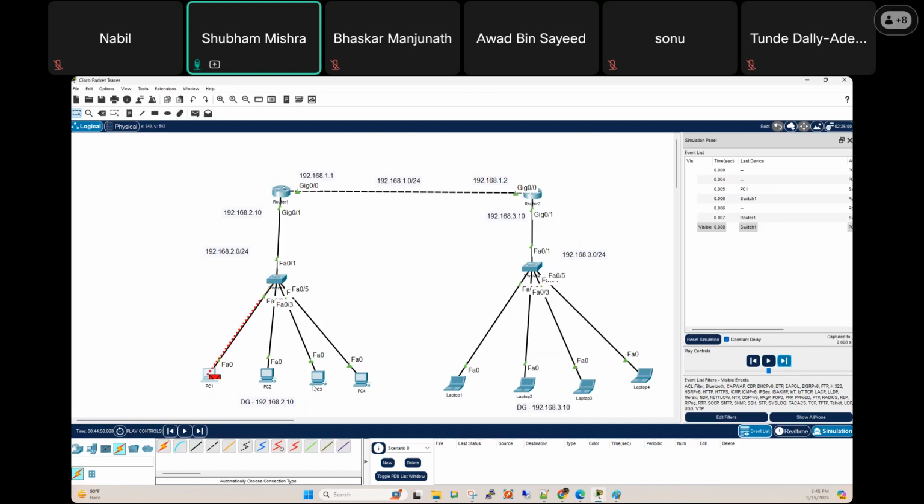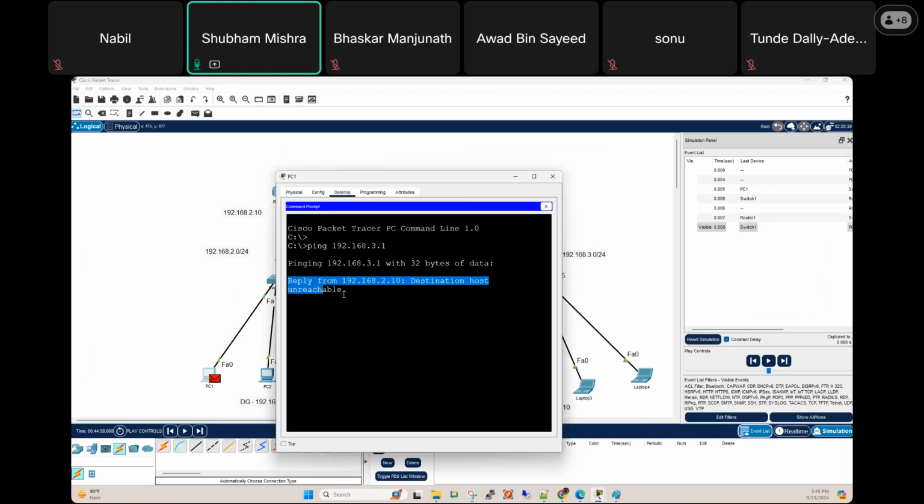this sends the reply. This sends the reply in your PC. That's the reason you are getting this reply: destination host is unreachable. Destination host is unreachable. Why?